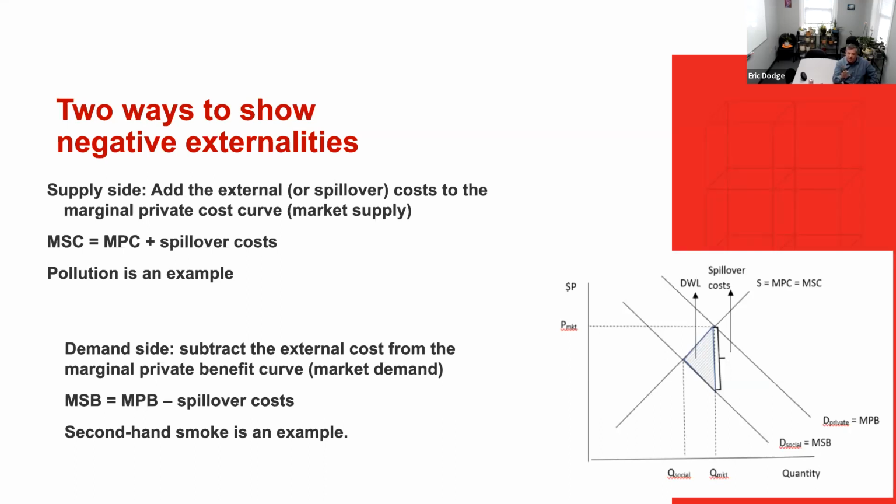You might notice again that the market quantity lies to the right of the socially efficient quantity. The market, the buyers and the sellers of cigarettes, have no incentive, no desire, not a care in the world about people who are getting secondhand smoke. The deadweight loss triangle, again, is that area between Q market and Q social, showing that the market produces too much of a bad thing.